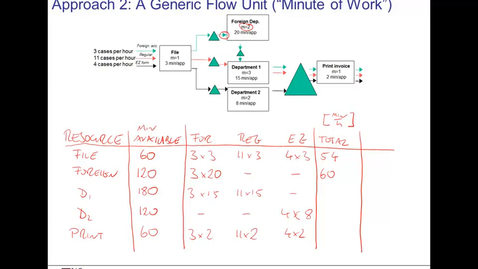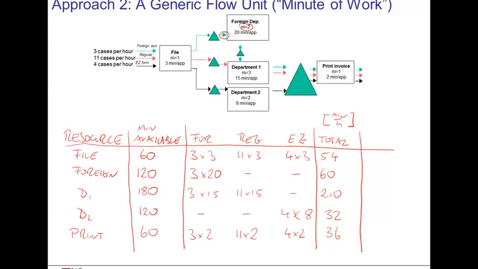So if we total these various rows, we see that the workload in Department 1 is 210 minutes. It is going to be 32 minutes in Department 2 and 36 minutes in the printing department. Now, how do we find the bottleneck?